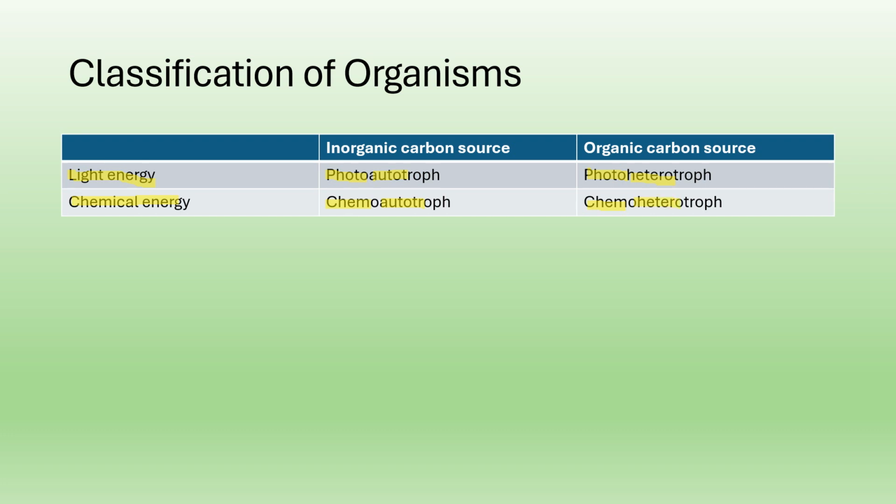So now you just put these terms together. A photoautotroph uses light energy but inorganic carbon sources. A photoheterotroph uses light energy but organic carbon sources. A chemoautotroph uses chemical energy and an inorganic carbon source, and a chemoheterotroph, such as humans, uses chemical energy but organic carbon sources. You'll find that microorganisms can fall into all of these different categories.